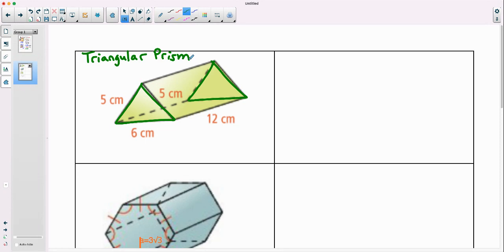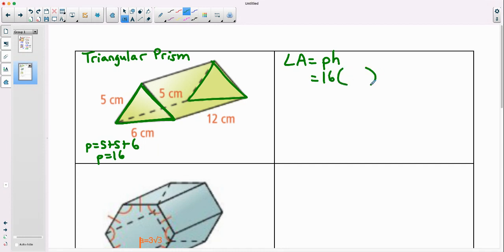So what we're looking for here, if we want the lateral area, is the perimeter of the base times the height. The perimeter of the base is something we can get. That's the perimeter of one of these green triangles. The perimeter of that is just 5 plus 5 plus 6. So the perimeter is 16.